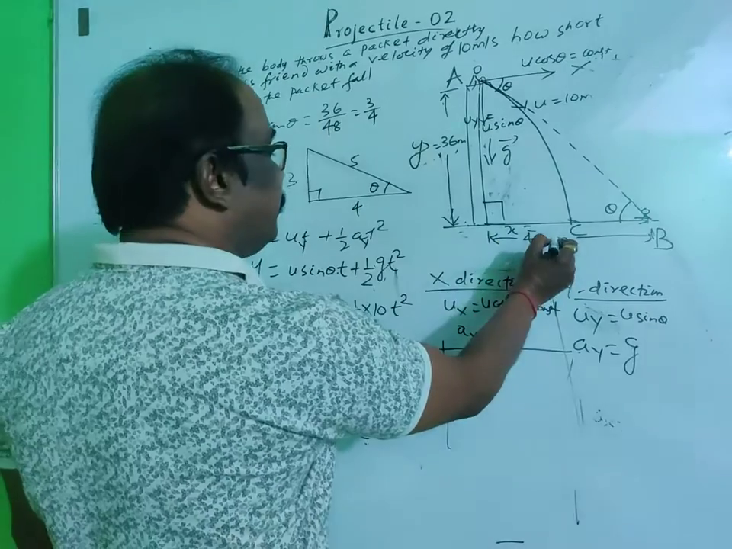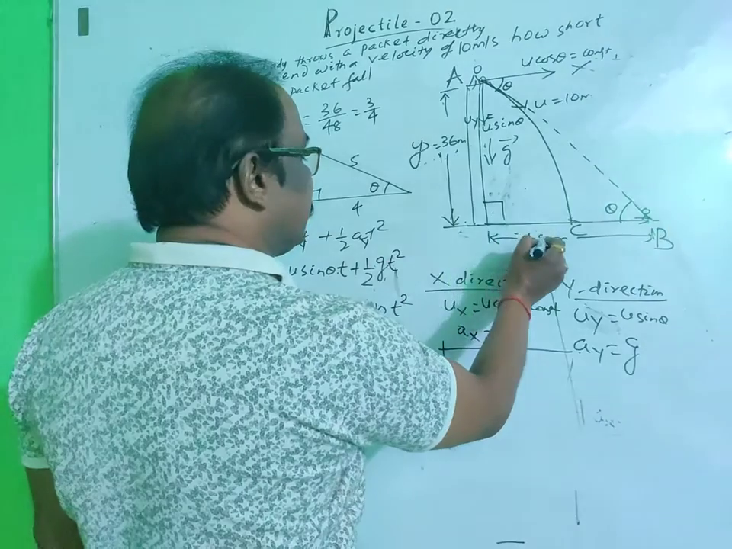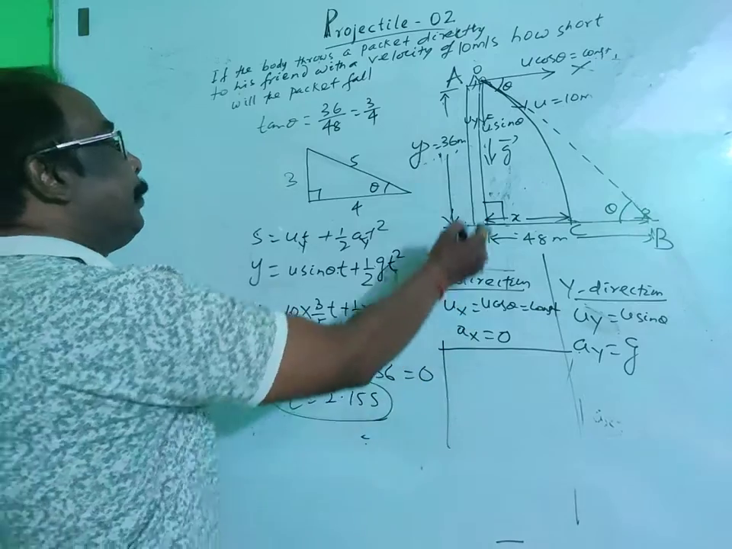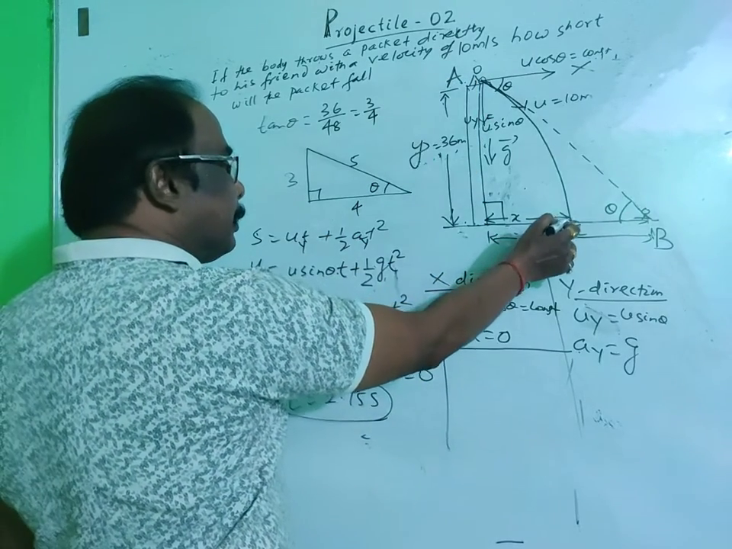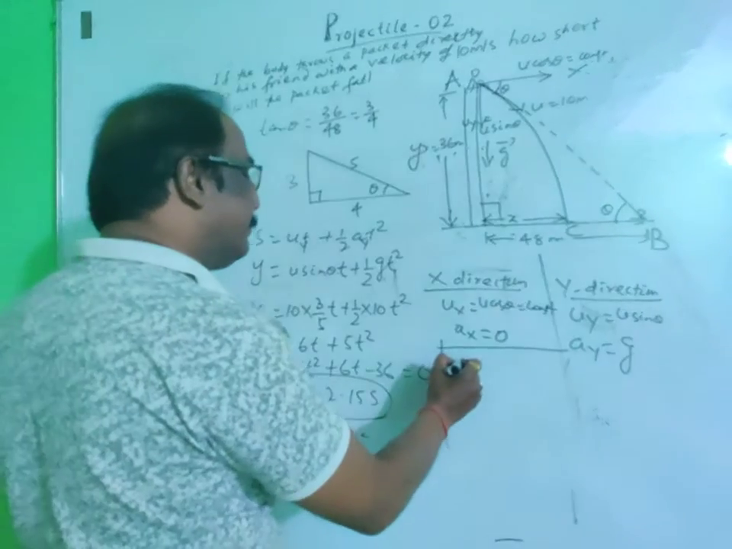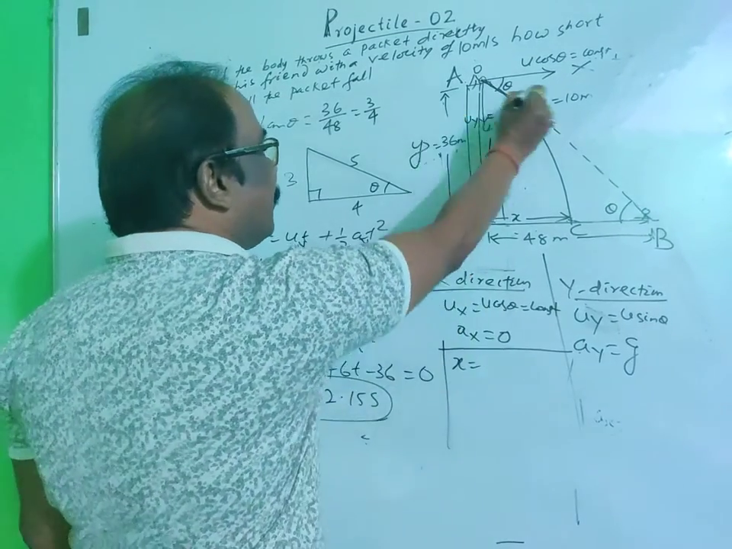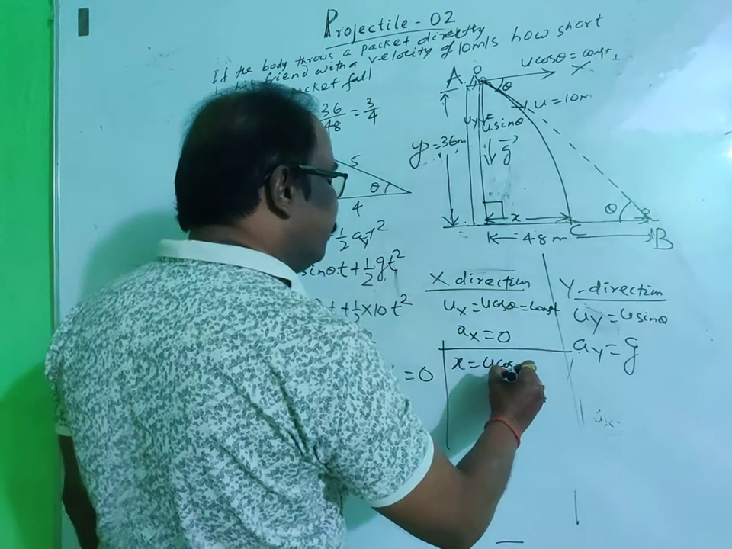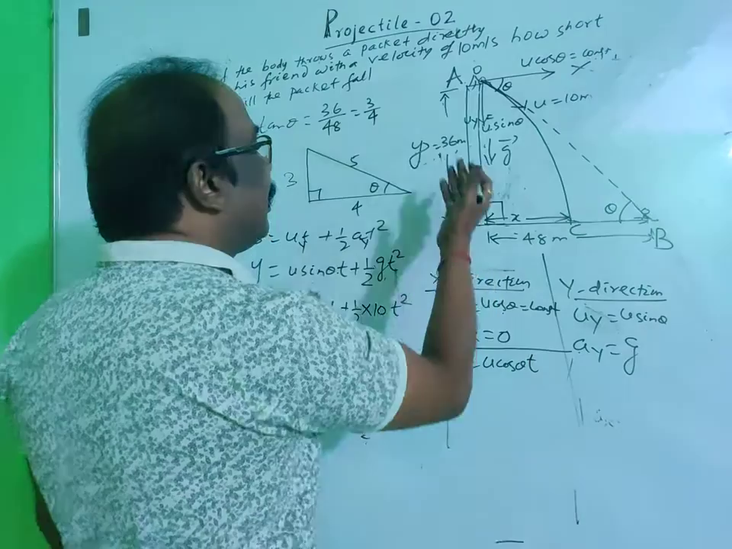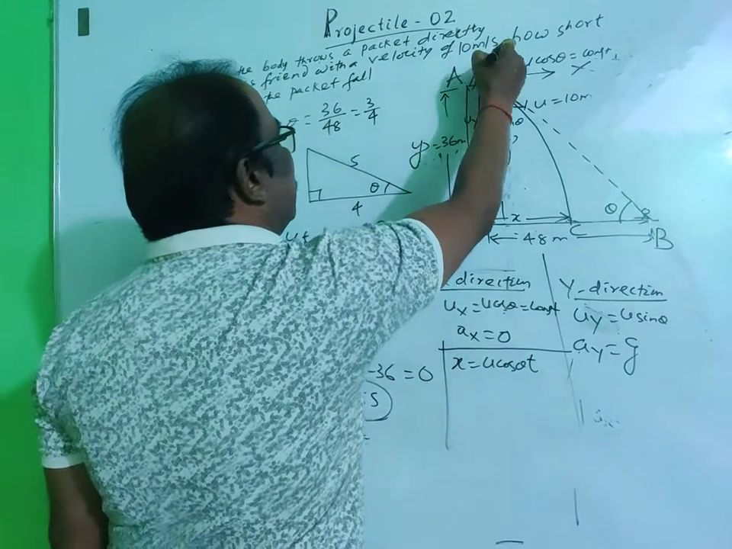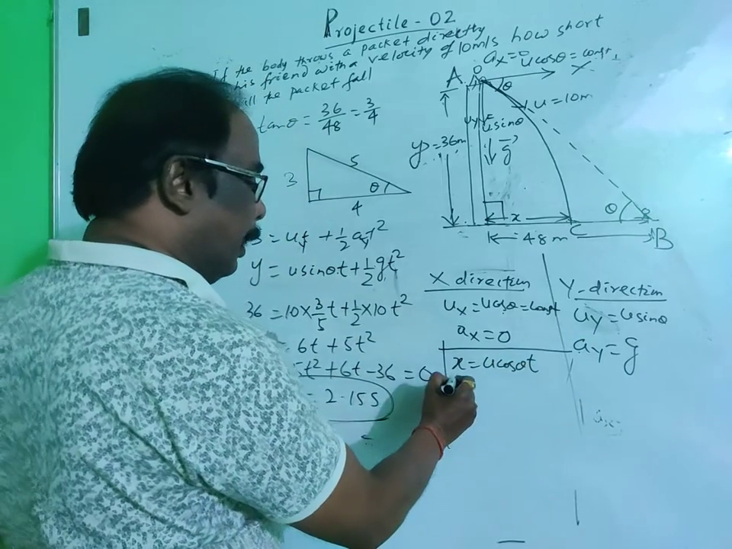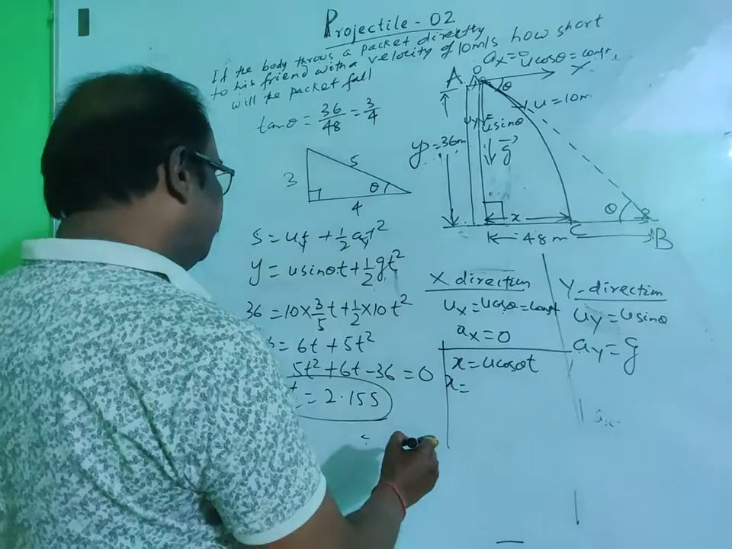Suppose this distance is x. Let's take this distance as x. The body is thrown from A and reaches C, so this is the horizontal displacement. So x is equal to horizontal velocity u cos theta in the x direction into time t, and acceleration in the x direction ax is 0. So x is 0 plus half ax t square, which is 0, and x is equal to u cos theta times t.